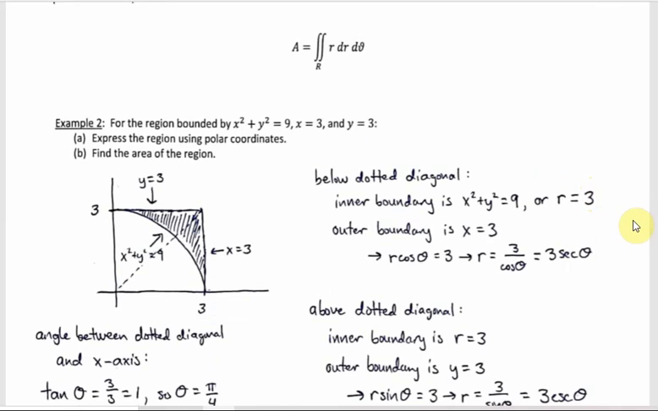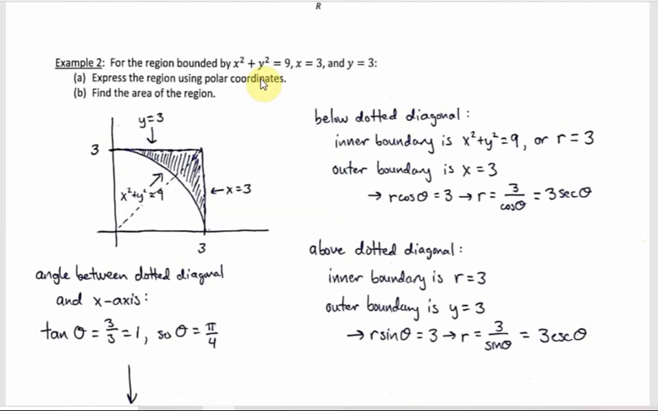So this example that's here, this is actually a little rough. So for the region bounded by the circle centered at the origin with radius 3, x equals 3 and y equals 3, first we want to express the region using polar coordinates. Okay, well, this shaded thing, that's that region, right? Because that circle is going to go through (3, 0) and (0, 3). Then we have y equals 3, which is this horizontal line, x equals 3 is this vertical line. So it's this, right? That's what's bounded by those three right there.